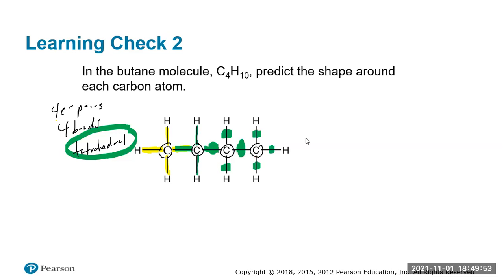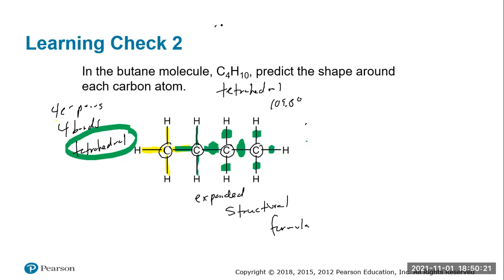They are all tetrahedral in shape, as we were talking about earlier. They all have the bond angle of 109.5 degrees. And that is why they give this sort of zigzag shape. What we're looking at here is the expanded structural formula. And again, all of the hydrogens are drawn out. You could also do condensed formula here.